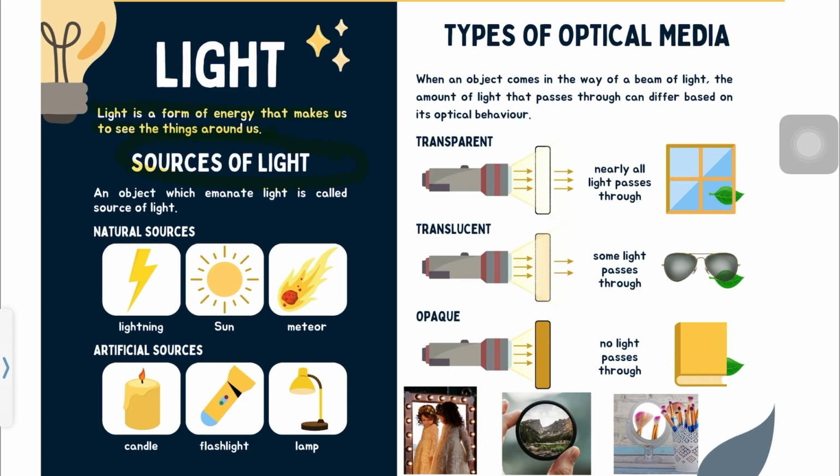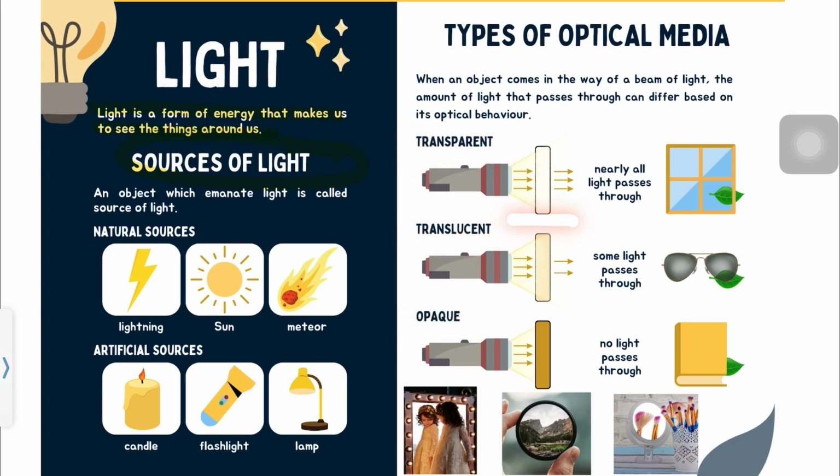Now we will discuss the types of optical media. What's the meaning of optical media? The medium which helps the light to propagate, we call it as optical media. So we have three types of optical media: transparent, translucent and opaque. Here I have mentioned them with some examples.